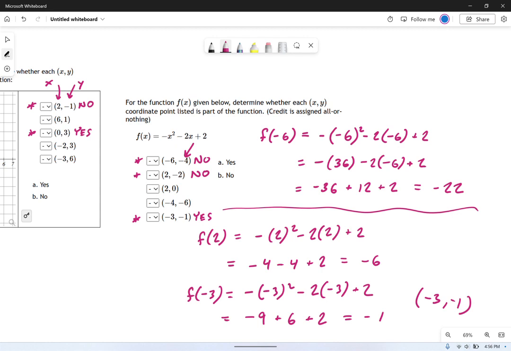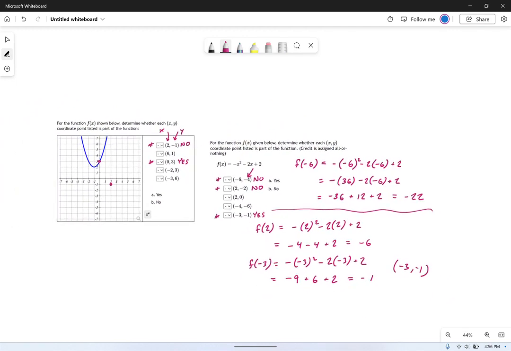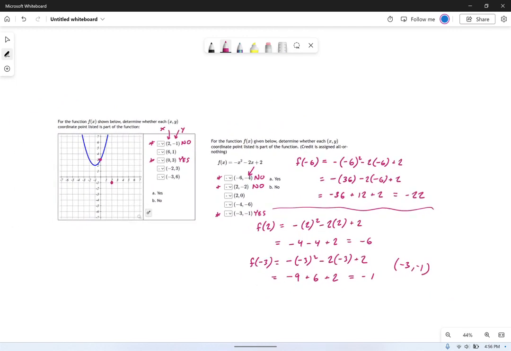So you can see the algebra sometimes takes a little more hassle to work through than the graph, but if you think about it as coordinate points, all we're doing is plugging in x, evaluating y. That's the way to work through this problem.